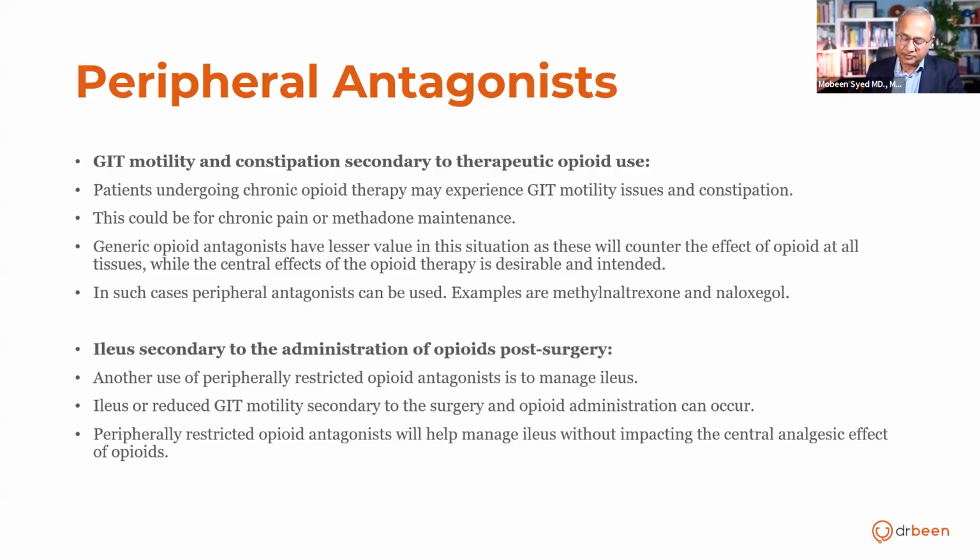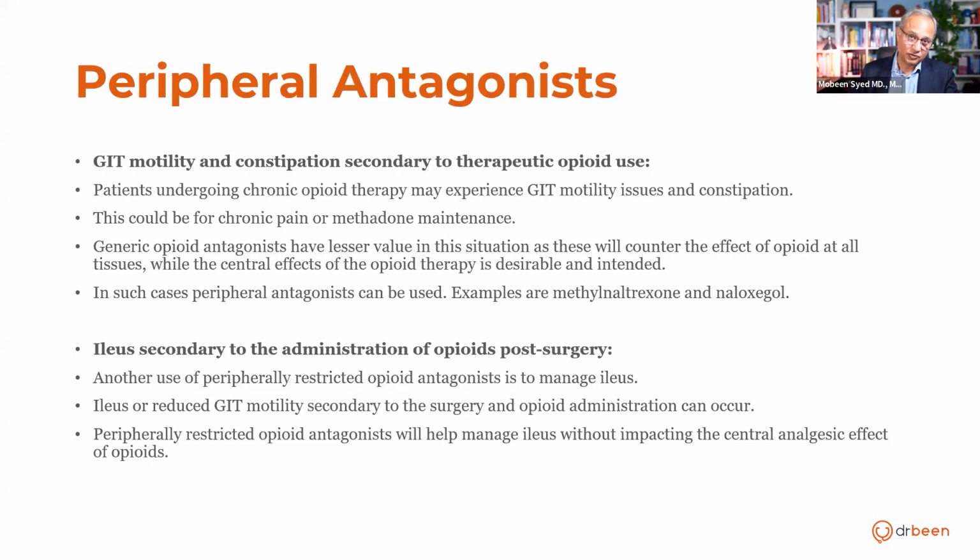In such cases, peripheral antagonists can be used. Examples are methylnaltrexone, naloxone, or naloxegol. Then, ileus secondary to the administration of opioids post-surgery. So somebody underwent surgery. After the surgery, they are given opioids, and now they have developed GIT motility issues. This ileus needs to be corrected as well.